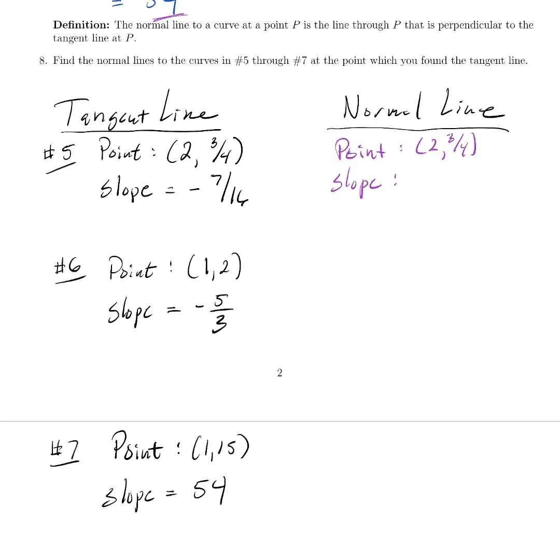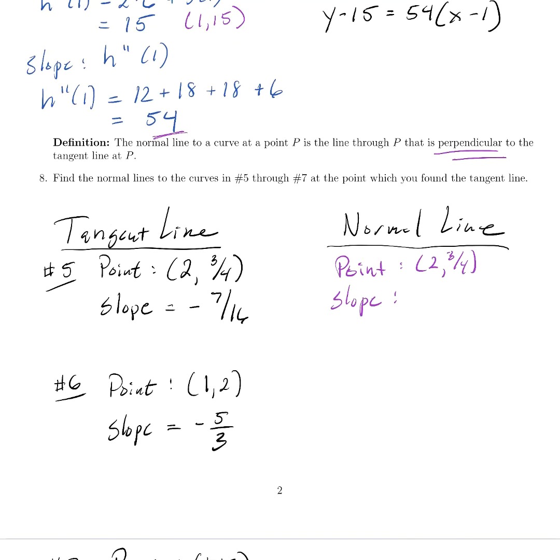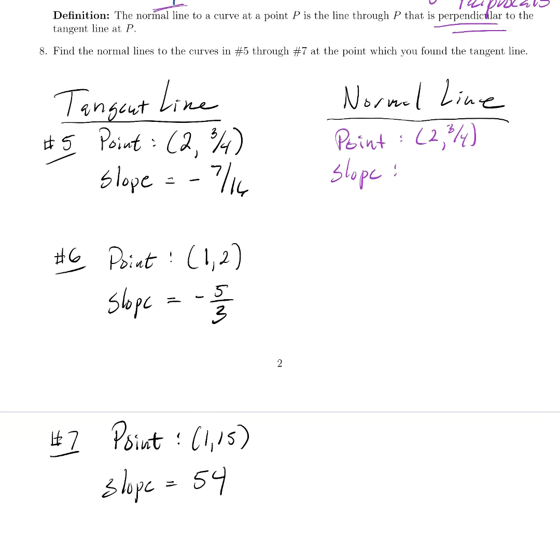And now we have to remember, if two lines are perpendicular, what do we know about their slopes? If two lines are perpendicular, the slopes are negative reciprocals. So we need the negative reciprocal of negative 7/16, and that would just be 16/7. And so our normal line would be y minus 3/4 is equal to 16 over 7 times x minus 2.